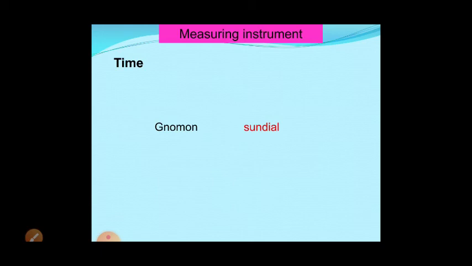Yes, measuring instruments. We all know that for time nowadays we are using different types of clock, digital, analog, and also the digital clock in our mobile. So nowadays it is very easy, but long ago there was no clock. People used to understand the time with the help of the shadow from any object.